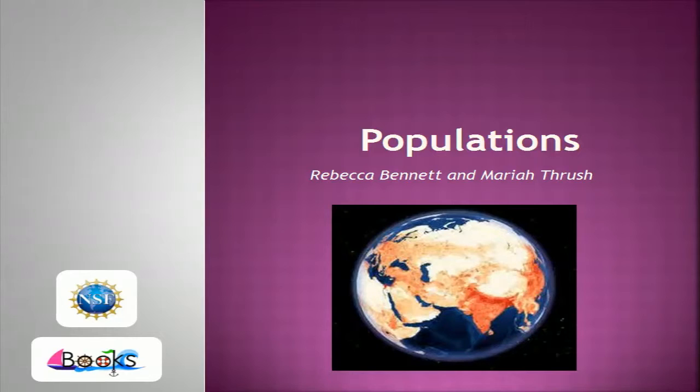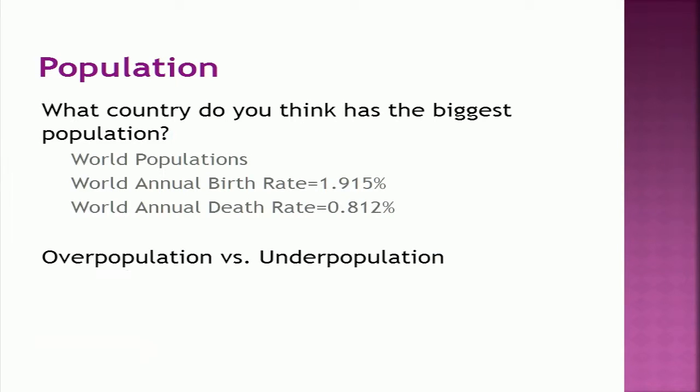Population is defined as all the individuals of a particular species within a specified area or region. For the world, our annual birth rate is 19 births per 1,000 people, while our death rate is 8 deaths per 1,000 people. Notice that the birth rate is larger than the death rate. This means that more humans are entering the world than leaving.